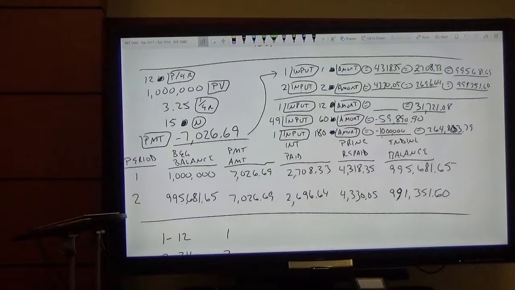Monthly payment, we're going to start off there with the interest rate. In this case, it's going to be the 3.25, but we've got to adjust it for being monthly, so we divide it by 12. Then we have the number of periods, and we adjust that because it's monthly, multiplying it by 12. And for the loan amount, that's our present value, and then close parentheses. So we should end up now with the $7,026.69.